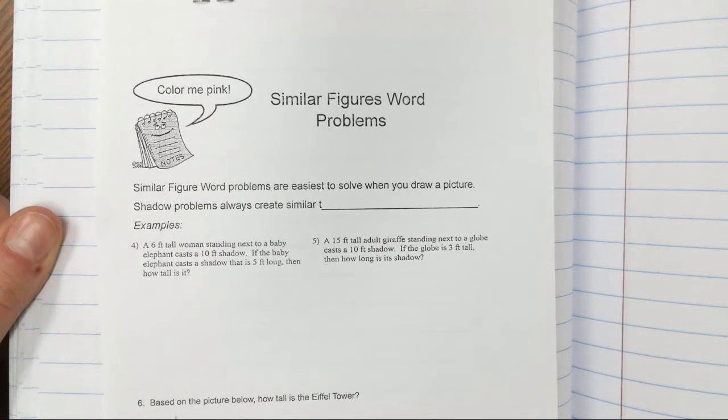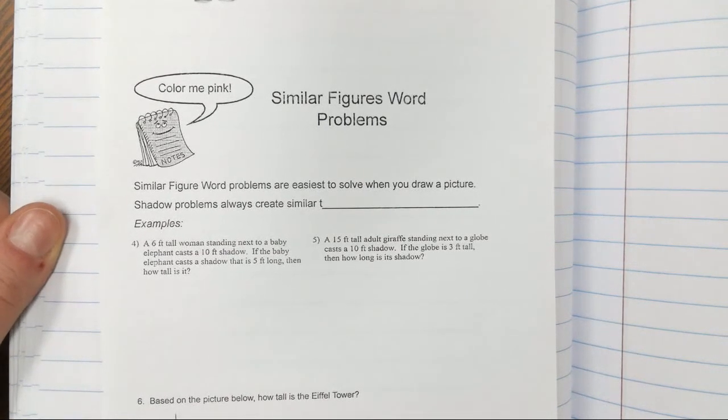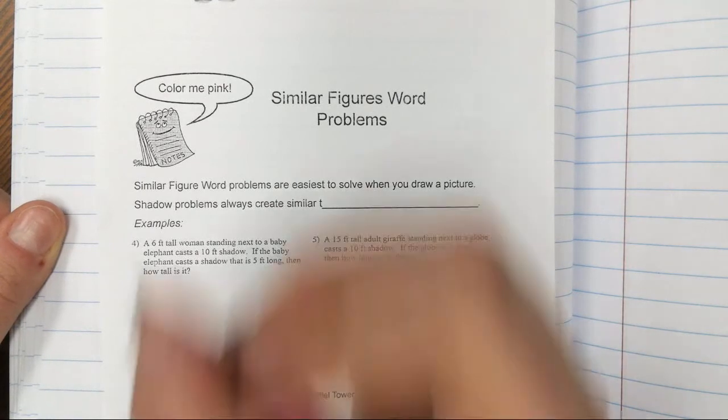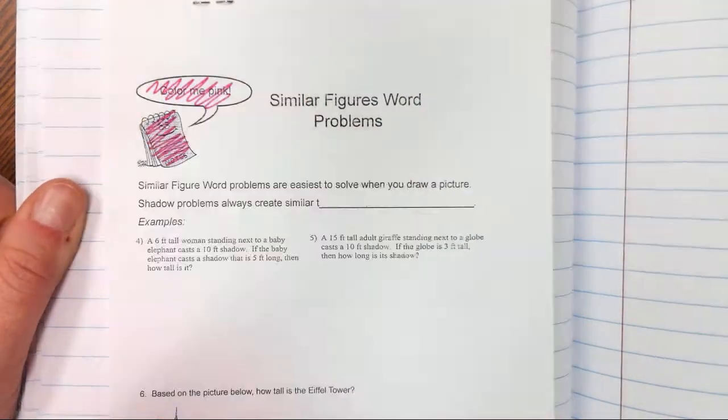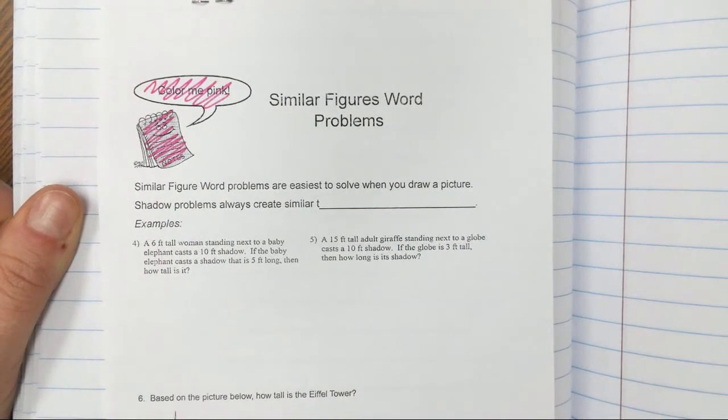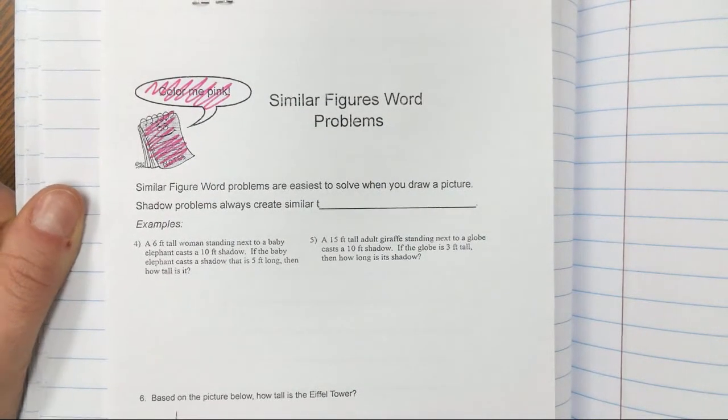Alright, in this video we are talking about similar figure word problems. This is part of Unit 7, and our color is pink, so we're going to make sure we color that in pink. Similar figure word problems are easiest to solve when you draw a picture.